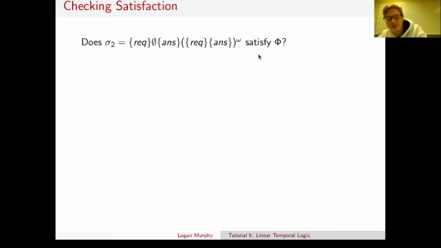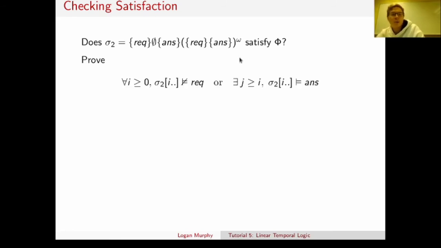Okay, the other word that we got from the transition system was sigma 2. So does this one satisfy phi? And so we're using the same semantic unfolding of phi, right? We have the same logical sentence. We just have a different word that we're reasoning about. Instead of sigma 1, it's sigma 2.